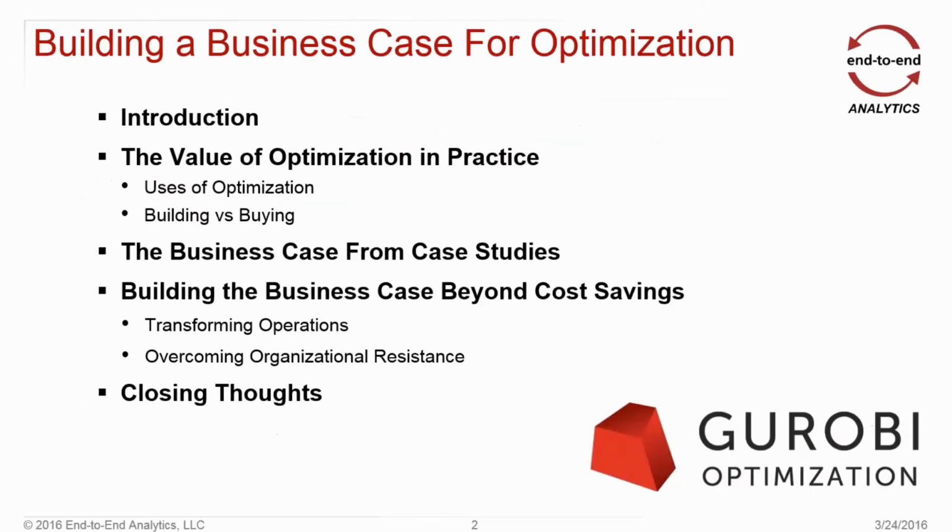So for our talk today, we'll first talk a little bit about the value of optimization in practice. We will then talk about some case studies from real-world examples that we've worked on. Then we will talk about building the business case for optimization beyond simply looking at cost savings. I will use the word cost savings in this talk as a term, but you could simply in your mind replace that with revenue maximization or the appropriate other objective function in optimization, should you be thinking about other problems. And then we'll leave you with some closing thoughts.